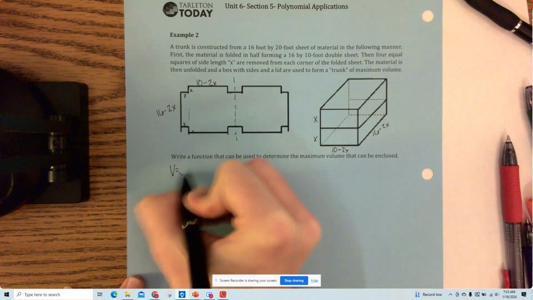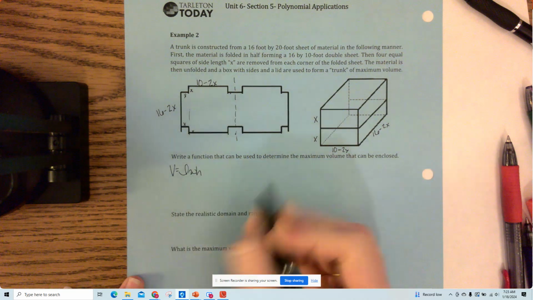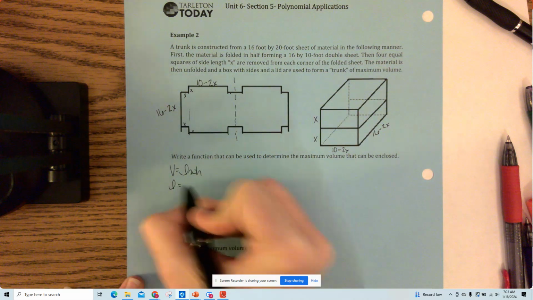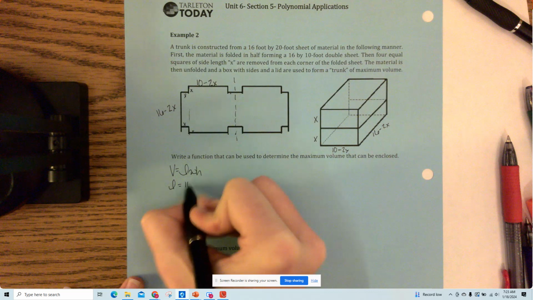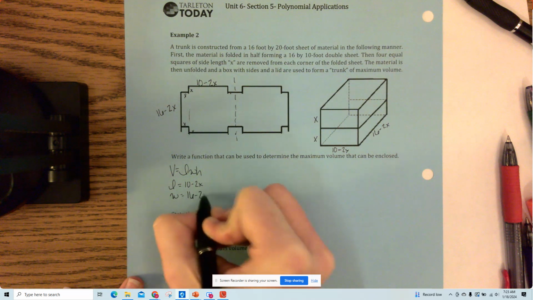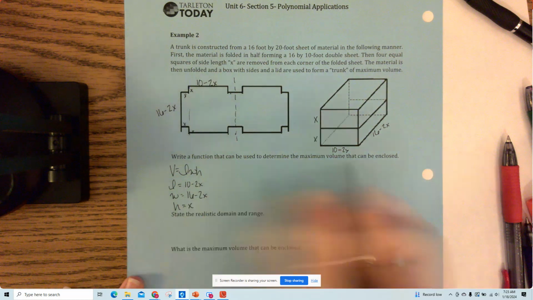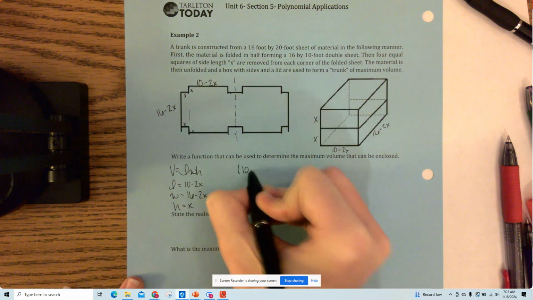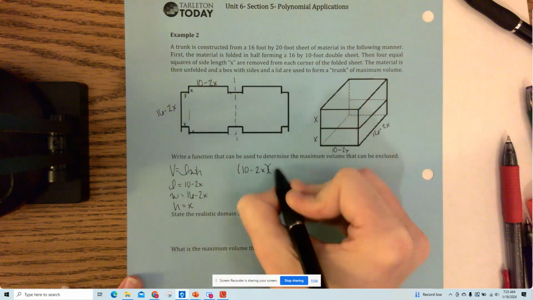So volume equals length times width times height. The length is 10 minus 2x. The width is 16 minus 2x. And the height is x. So we would multiply all of these together.